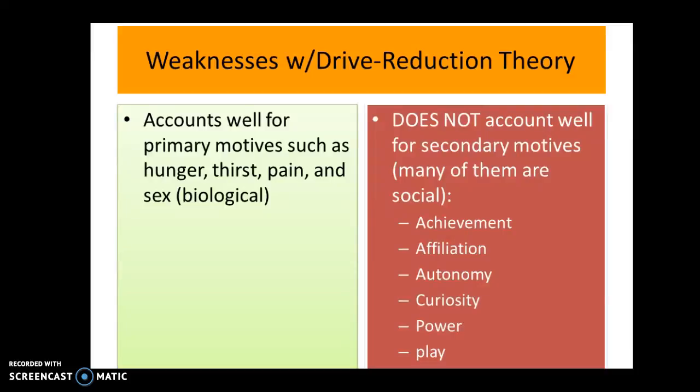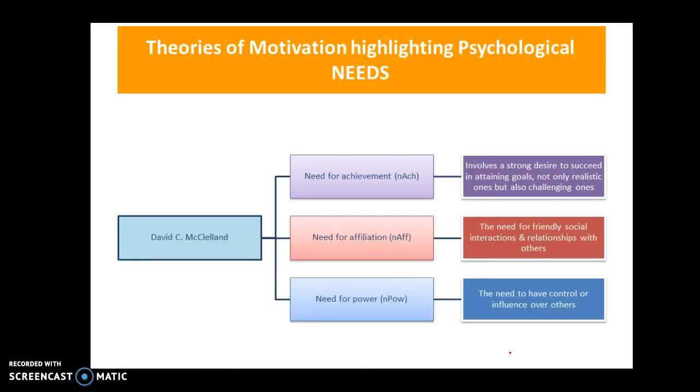We've talked about how complex human motivation is and how not one theory can explain it all. And here's a brief description of some of the weaknesses with the drive reduction theory. And there are a lot of what we call social motivation, and here are these concepts connected to social motivation that the drive reduction theory doesn't account for. But we're going to study the first two in a little bit of detail.